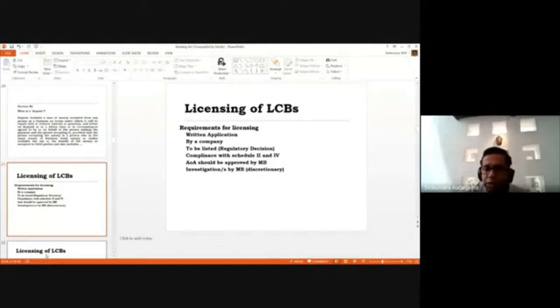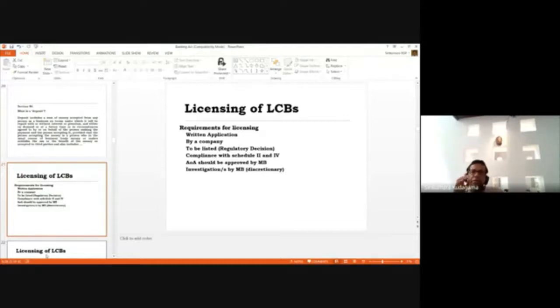Then the licensing process is such that there should be a written application for the license, generally by a company, and it may or may not be listed depending on regulatory decisions. There is a need to comply with Schedule 2 and 4. Schedule 2 is the list of activities that a licensed commercial bank can carry on. Schedule 4 is the list of activities that a licensed specialized bank can handle.